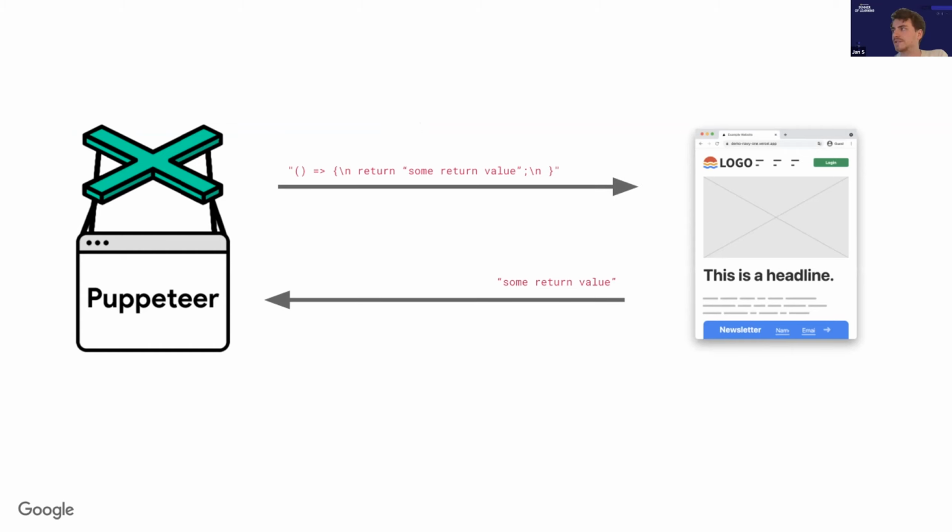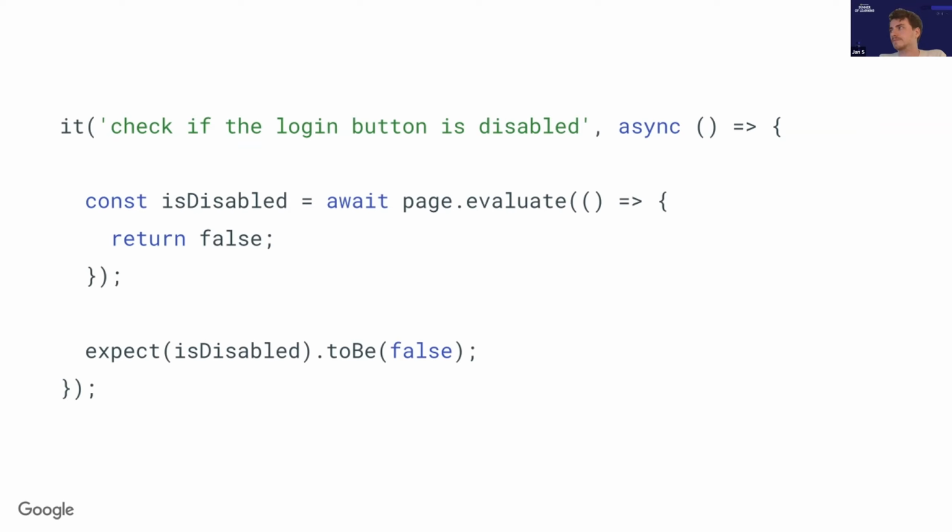And of course, it can also be used to extract information from the page. So in this case, the snippet returns something, and of course, Puppeteer can then read out the return value. So in this case, I just evaluate something that returns false, and then Puppeteer can pick up that value and just proceed as it has always been inside of Puppeteer.